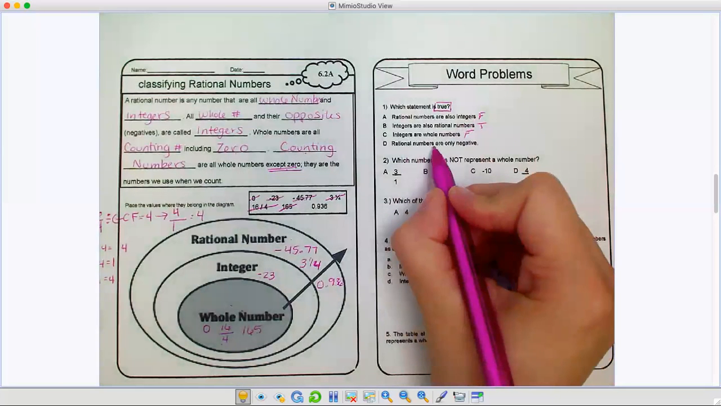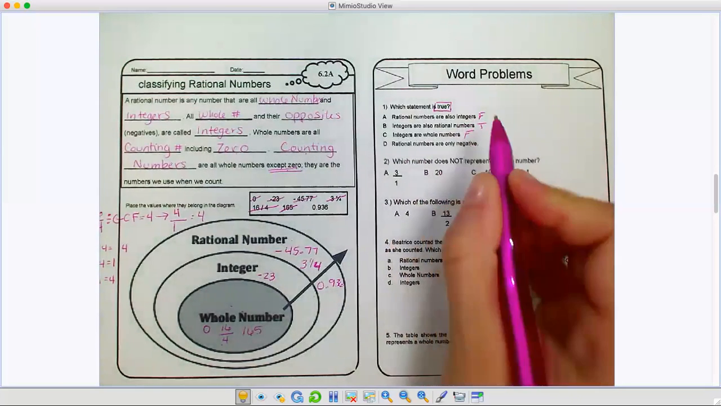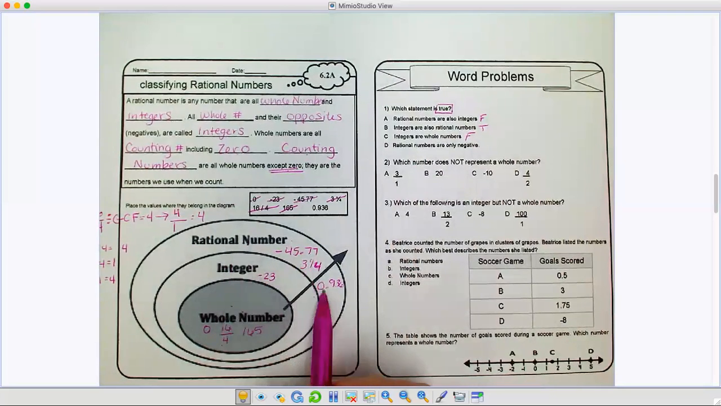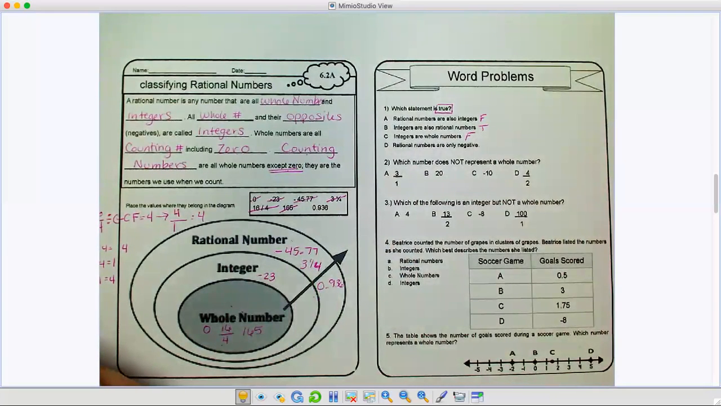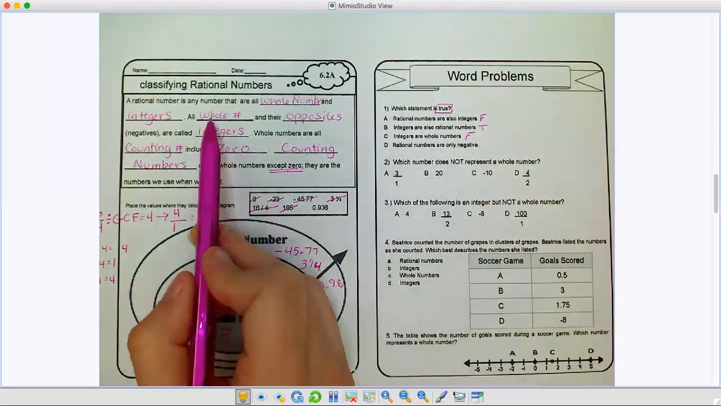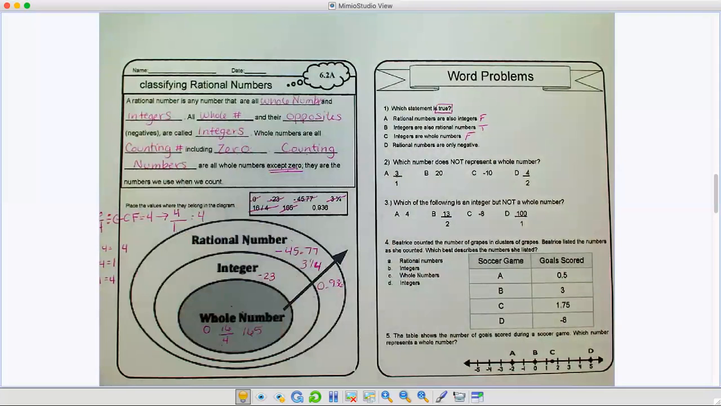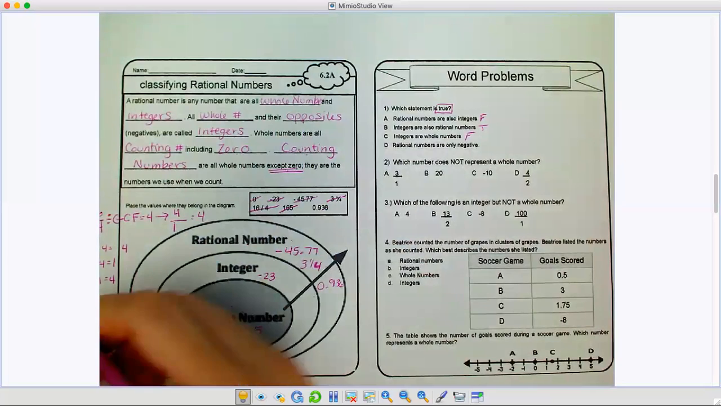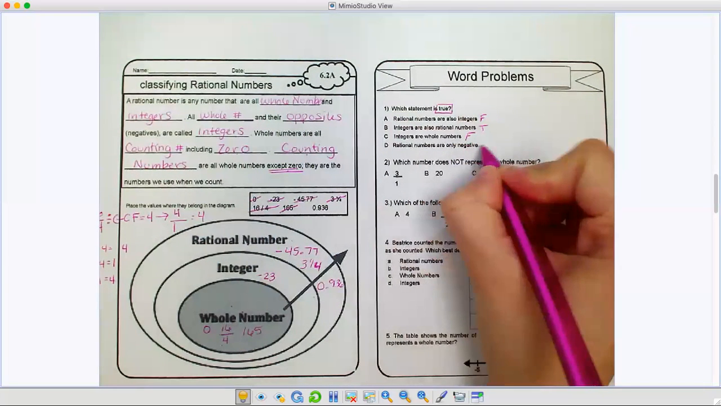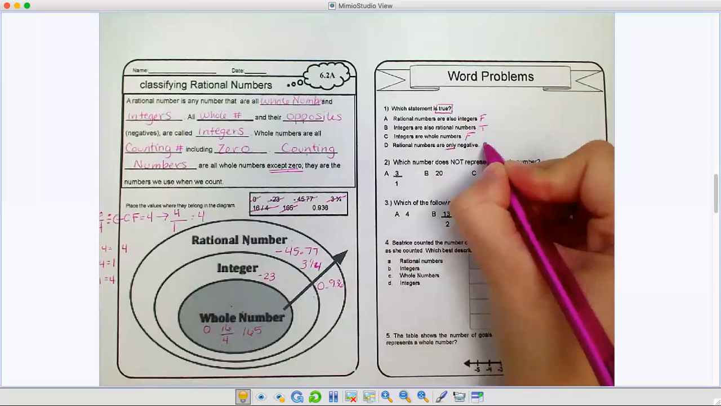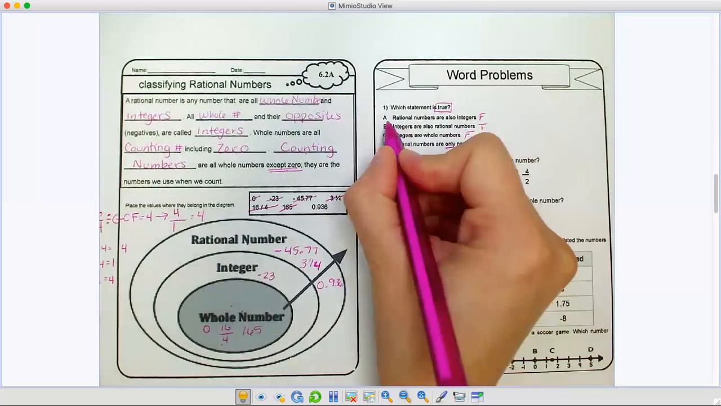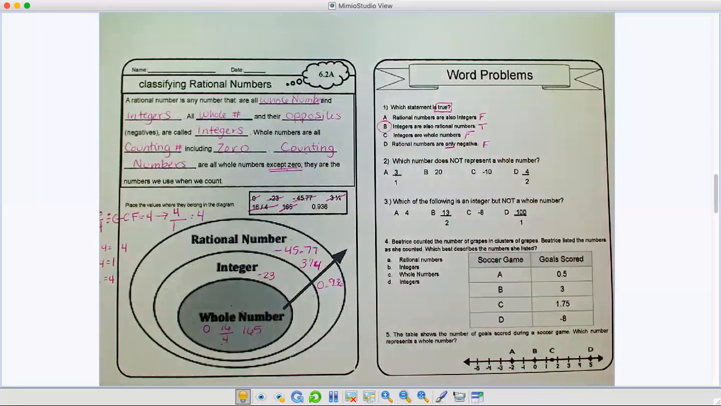Letter D says rational numbers are only negatives. Rational numbers are not only negatives, because if we look at these 2 values, they're both positive. Whole numbers, by definition, are integers. Whole numbers and opposites, meaning we can have positive and negative. So because it says that rational numbers are only negative, this word only makes this statement false, which makes our only true statement letter B, okay?